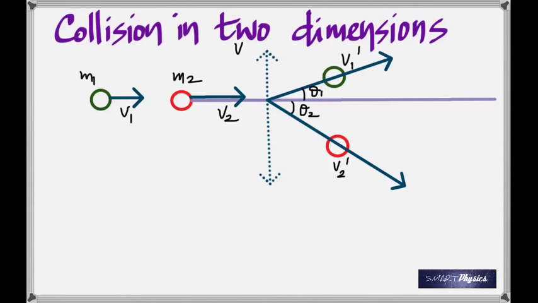What is the component of this one going to be along the x-axis? Isn't it going to be m2 v2 prime cos theta 2? What about the vertical components? This is going to be m1 v1 prime sine theta 1, and this is going to be m2 v2 prime sine theta 2. Now what we're going to do is apply the conservation of momentum both along the x and the y. Can you write the equations individually?